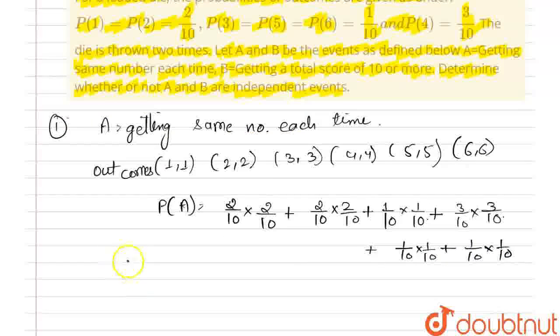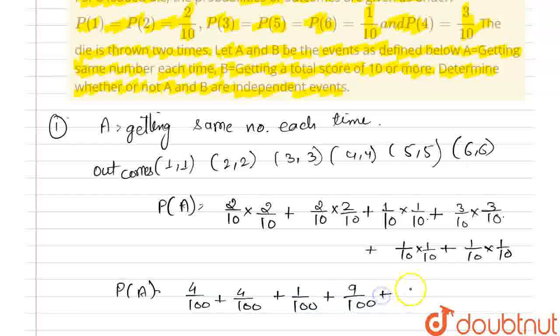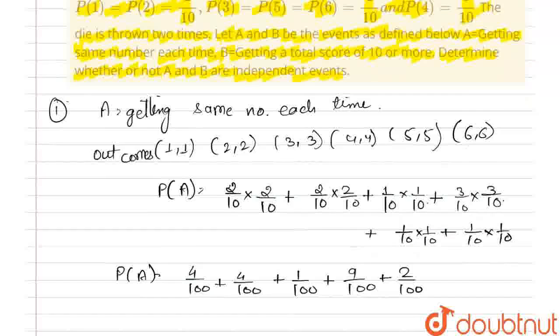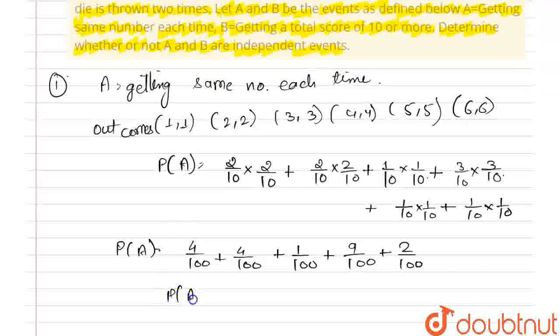So probability of A equals 4 by 100 plus 4 by 100, plus 1 by 100, plus 9 by 100, plus 1 by 100, plus 1 by 100. So probability of A equals 20 by 100, that is, probability of A equals 1 by 5.